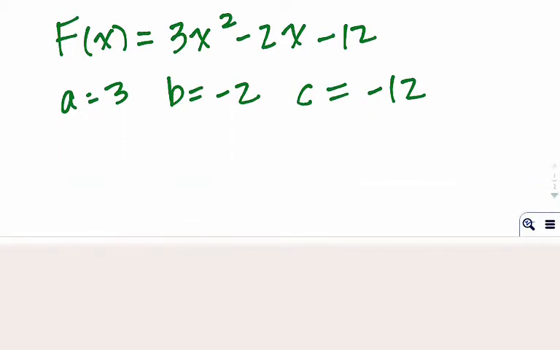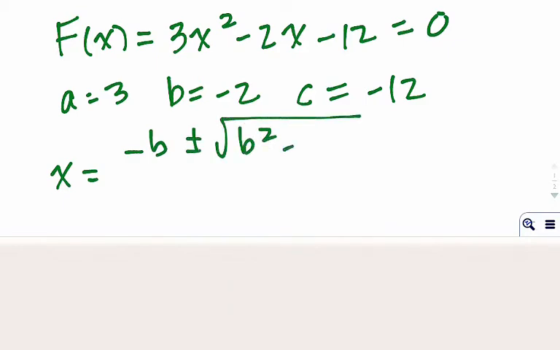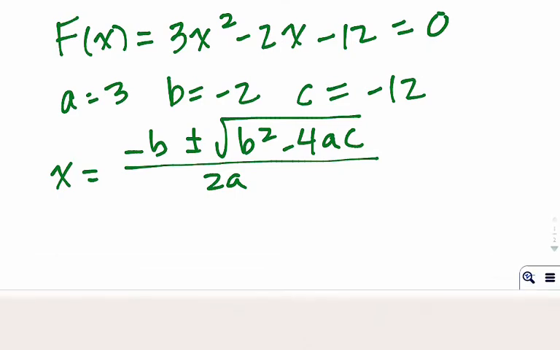The quadratic formula tells us that when we want to find the x-intercepts for this function, in other words, when we set this function to 0, the solutions are going to be x equals negative b plus or minus the square root of b squared minus 4ac, all divided by 2a. So we simply have to plug the a, b, and c into that equation and simplify. Simplifying will be the hard part.